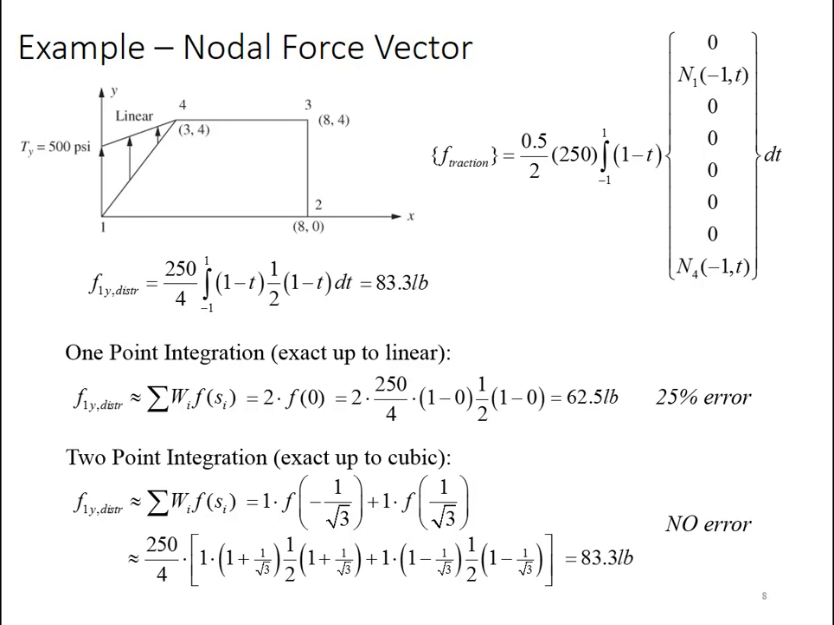In the next video, I'll go through what we do for 2-dimensional elements, and then we'll take that to an example to find the stiffness matrix using both 1-point and 2-point integration on a 2D isoparametric element.